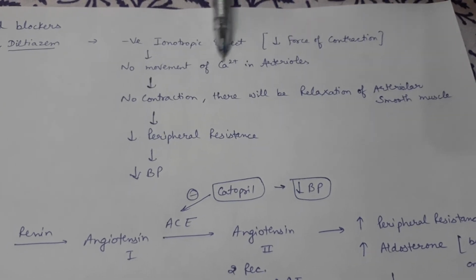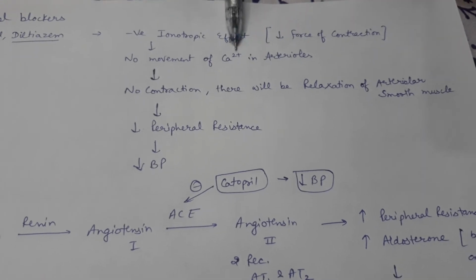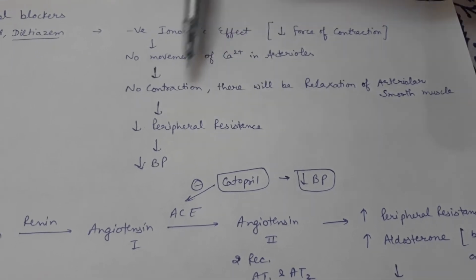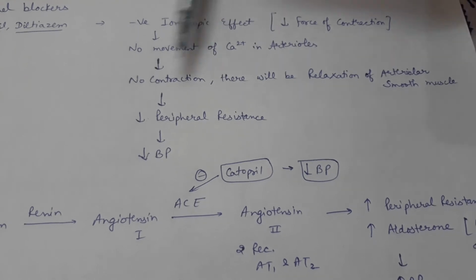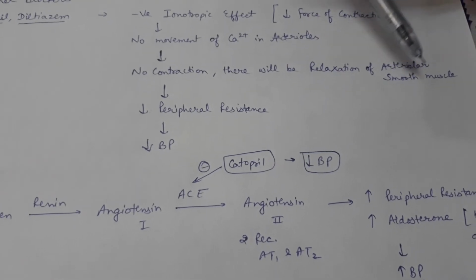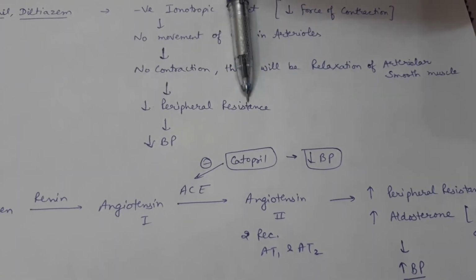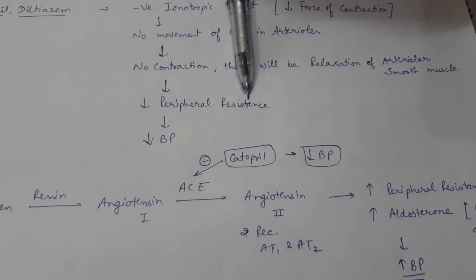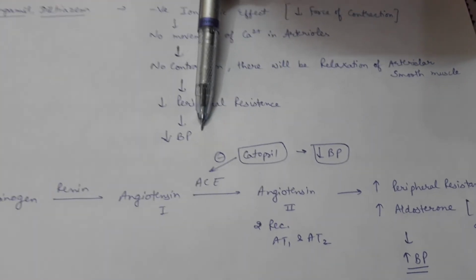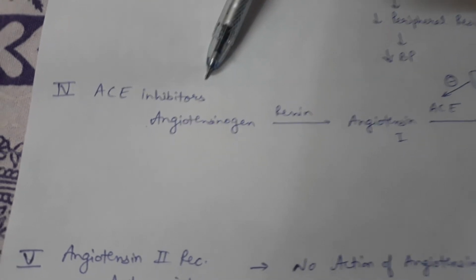So there is no movement of calcium, Ca2+, in the arterioles. We know Ca2+ acts as a constricting agent. So if there is no movement, there is no constriction, and there will be relaxation of the arteriolar smooth muscles. By relaxation, the peripheral resistance decreases, meaning the force of contraction against the walls decreases, and ultimately the blood pressure decreases. The fourth important class of antihypertensive drugs is ACE inhibitors.